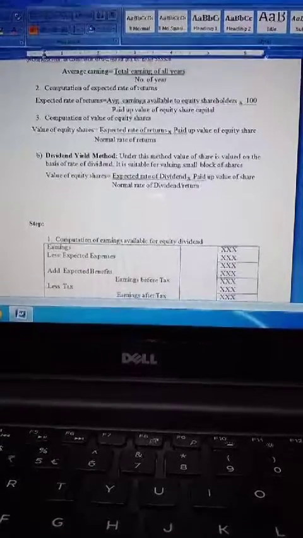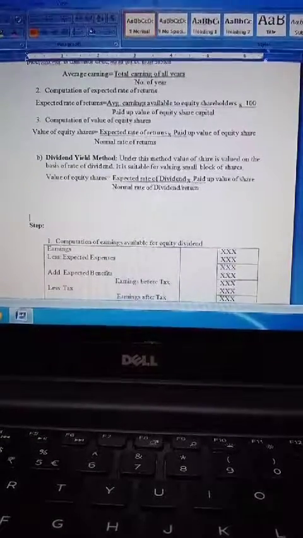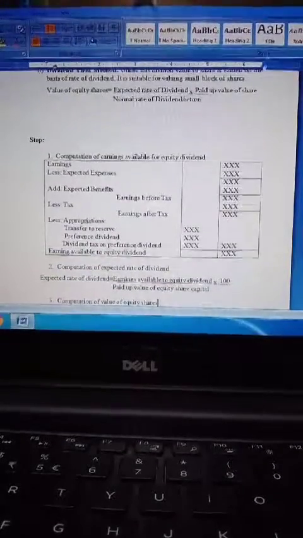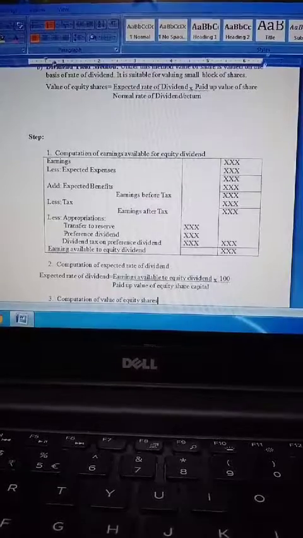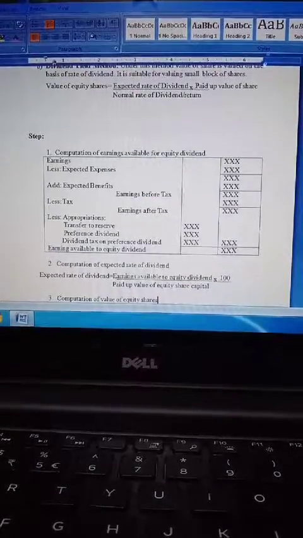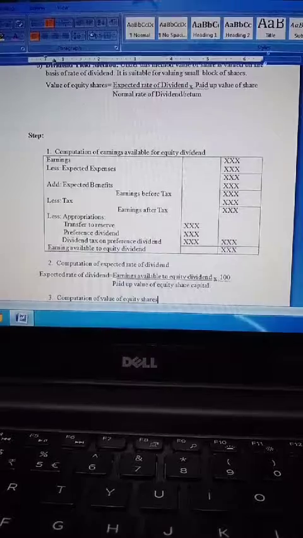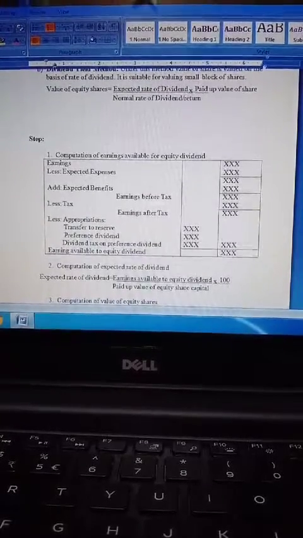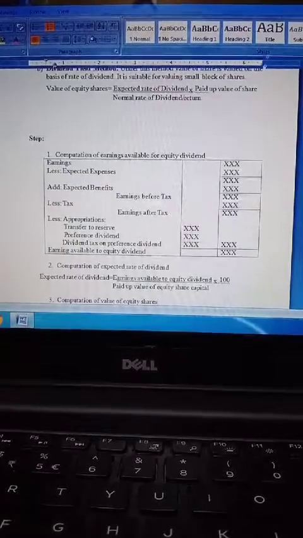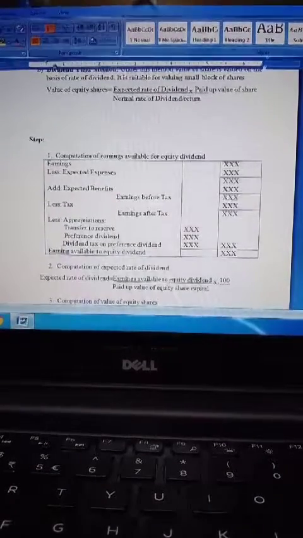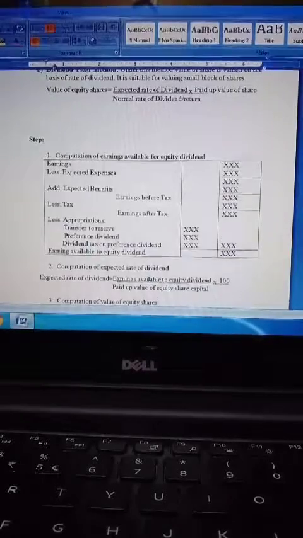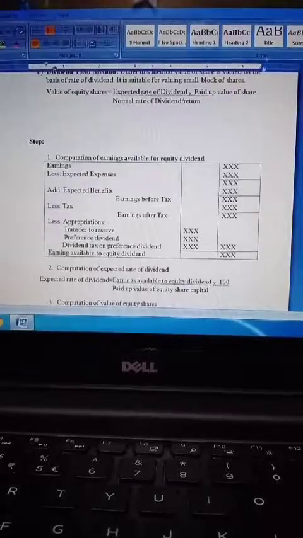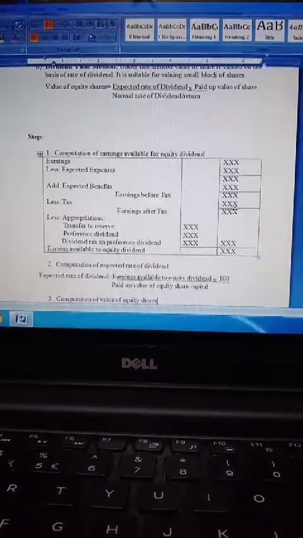This is also one of the important methods, so there are certain steps we should follow here also. First, computation of earnings available for equity shareholders as equity dividend. You should take the earnings, then less the expected expenses. Expected expenses you should deduct, and add the expected benefits. After this, the balance we call earning before tax.